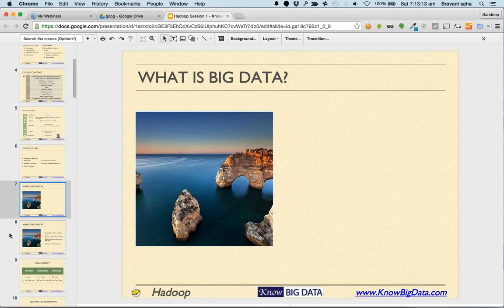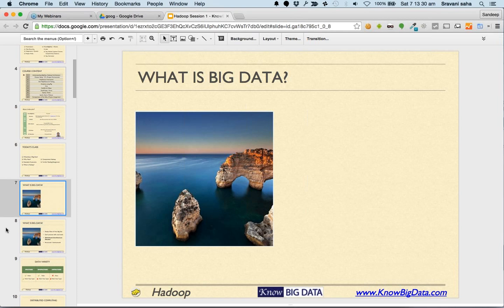All right. Let's start with a simple question to all of you. And this question is important because this is the ground on which we all will be discussing things from now onwards. So what exactly is big data? What do you understand by big data?